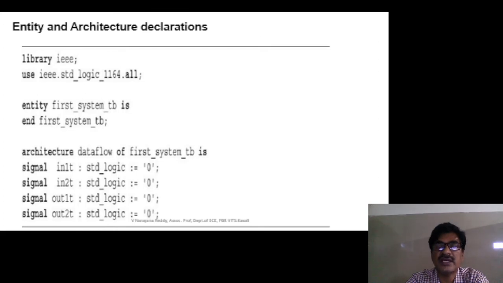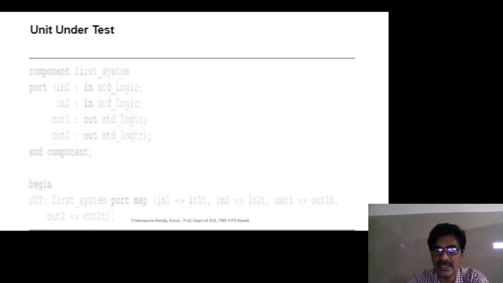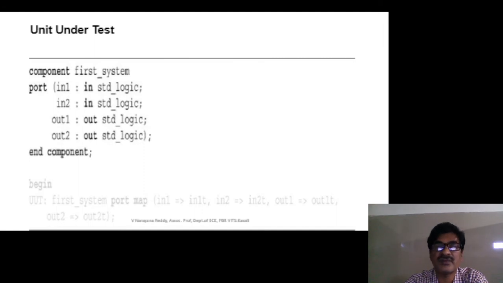And also the main program entity can be declared as a component, like this: component first system, port in one, in two, out one, out two, like that. So all the signals which are there in the entity declaration part of the main program are declared as a component in the test bench, and also they are all declared using the signal declaration. Then begin. After begin, first of all the instantiation statement.